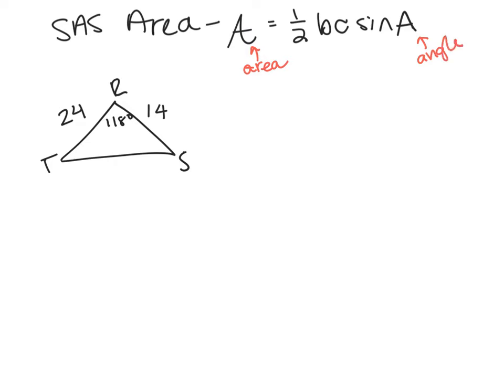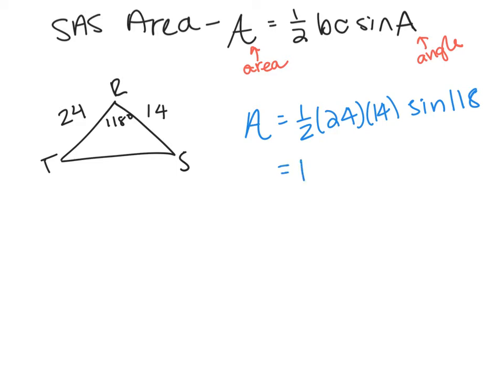So in this case, to find our area, we would just do 1/2 the two sides multiplied together, 24 times 14, and then sine of that angle in between. So sine of 118. Plug that whole thing in your calculator, and for this one you should be getting 148.34 for the area, so units squared.